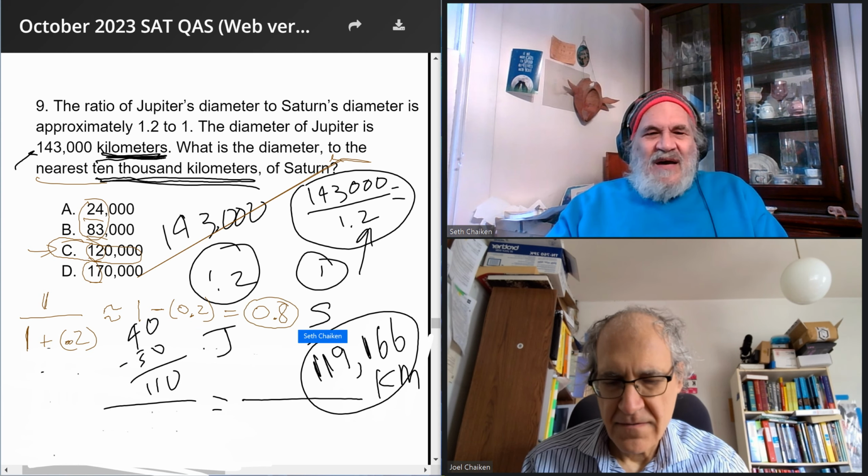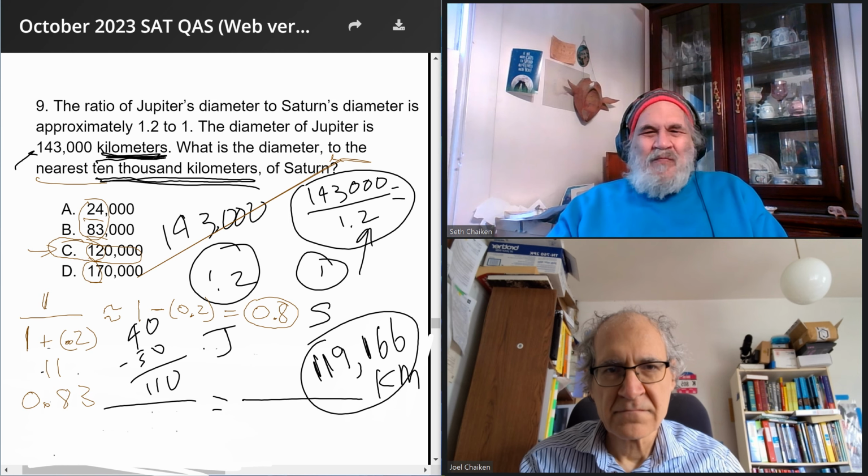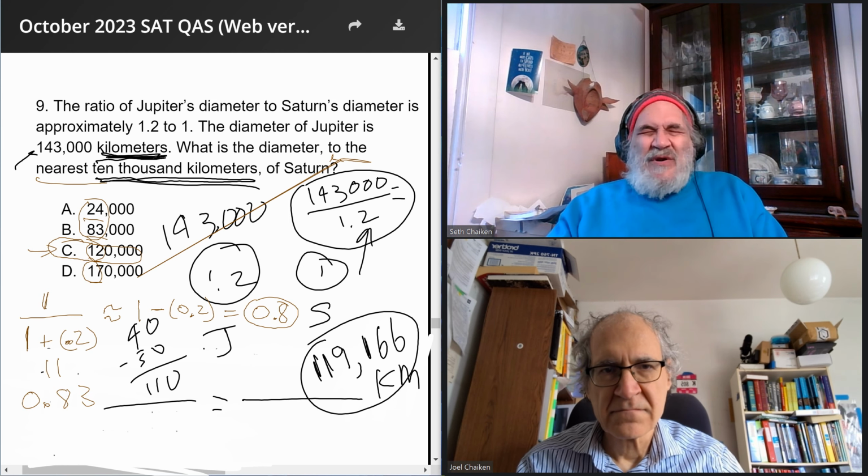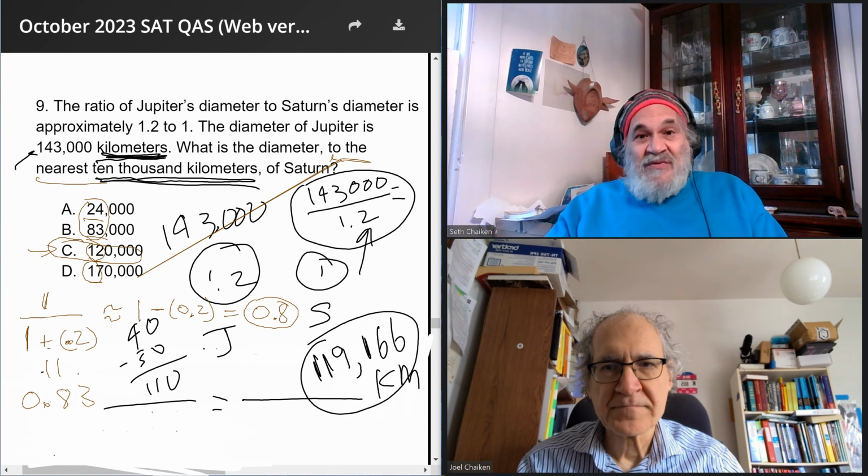So that's the difference. That's why subtracting 20% from 143 doesn't give you quite what the answer is. That's because this approximation is pretty rough.